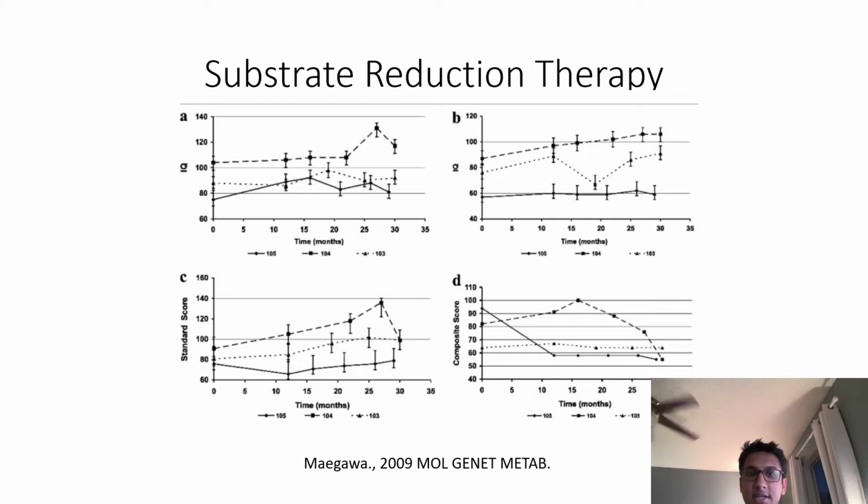So in this study, substrate reduction therapy was done on 3 patients with juvenile Tay-Sachs disease, by increasing the concentration of miglustat. It's an inhibitor of glucosylceramide synthase. So basically, by inhibiting glucosylceramide synthase, it stops the GM2 ganglioside from building up so fast.